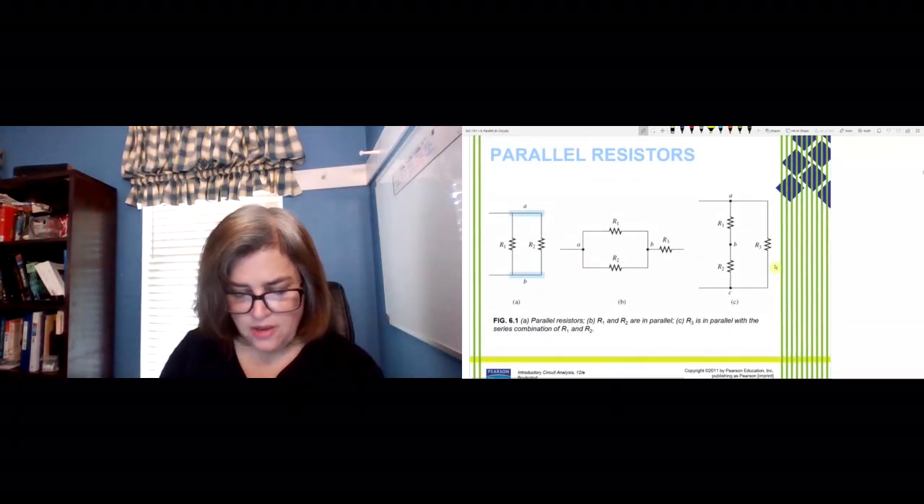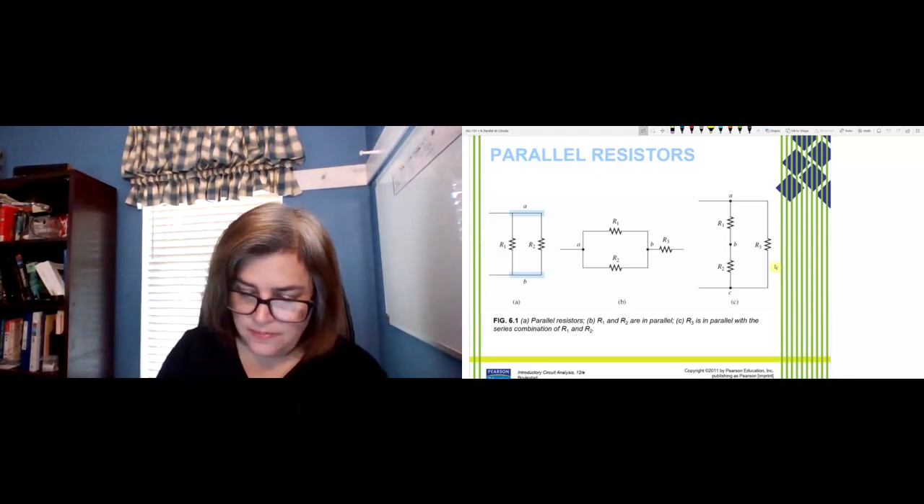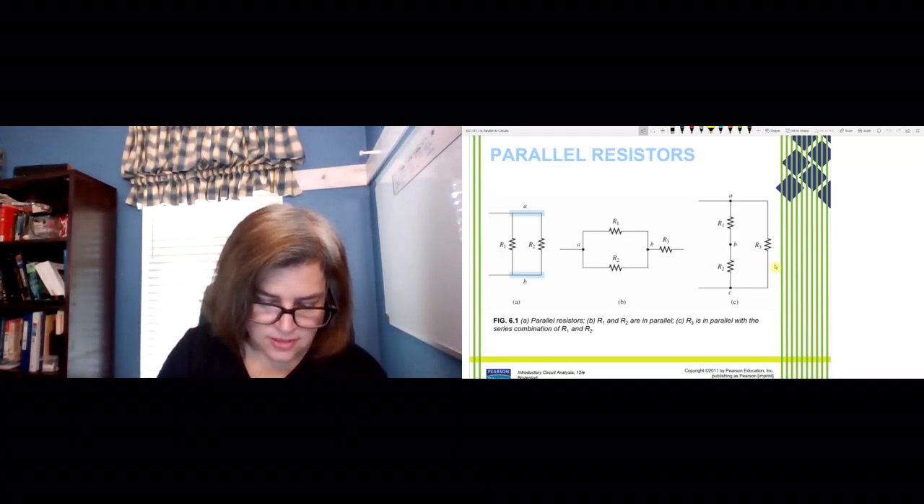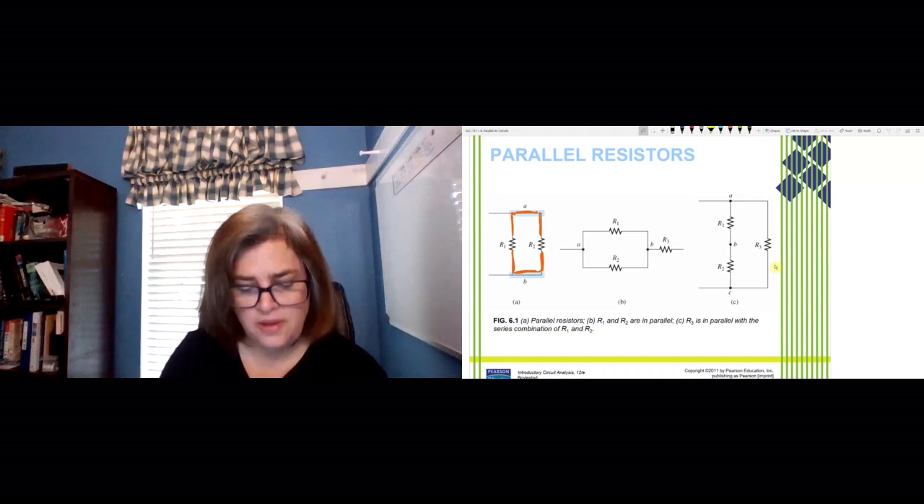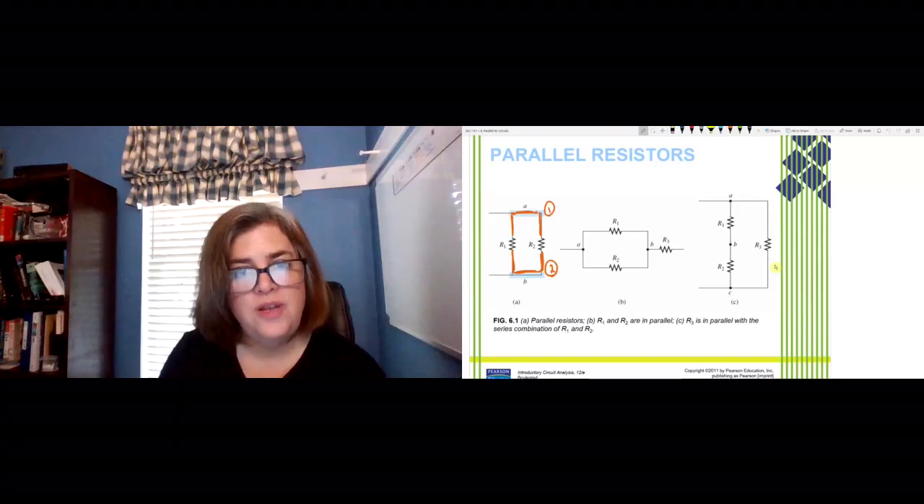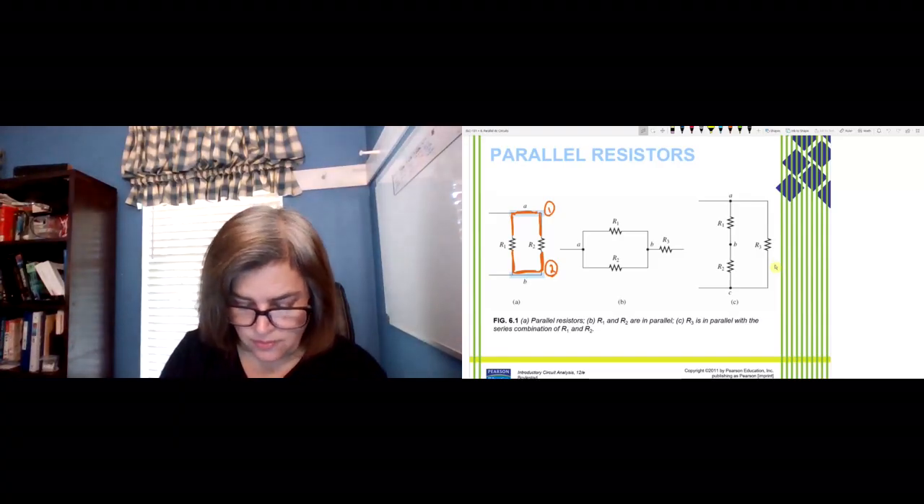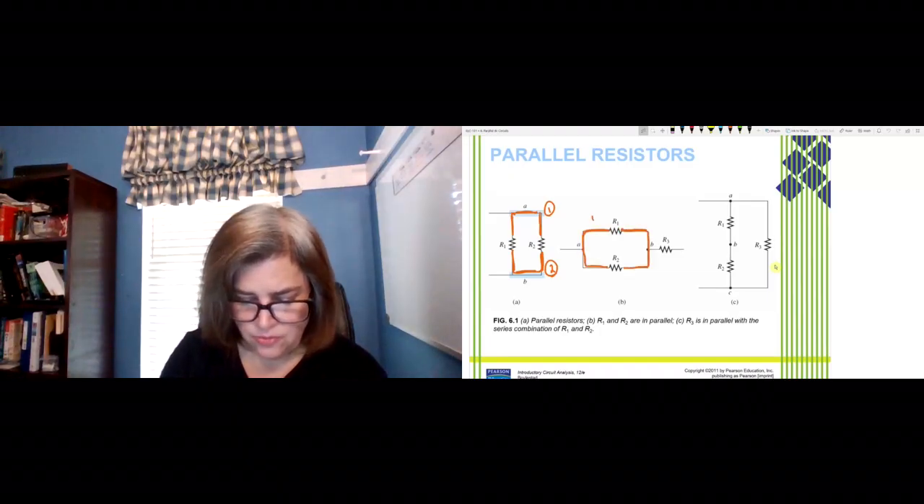Well, in this case, we have R1 and R2 in that circuit A, and you see that they're connected on this side, and you see that they're connected on this side. So those are in parallel because they have 2 points connected between them. Okay, so for the second one, R1 is connected to R2 over here, and R1 is connected to R2 over here. So that's 1 connection, 2 connections, so they are in parallel.